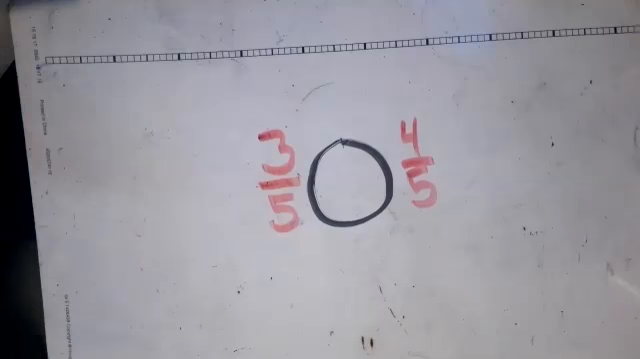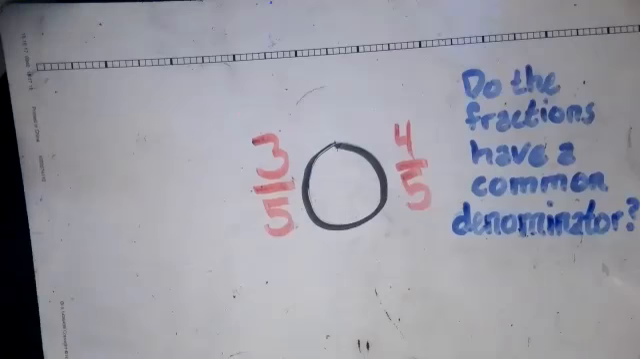The first question we want to ask is, do the fractions have a common denominator? If our answer here is yes, we're pretty much done with the work we need to do. So we're going to look at the denominator. The denominator is the bottom number that symbolizes how many pieces our whole has been broken into.